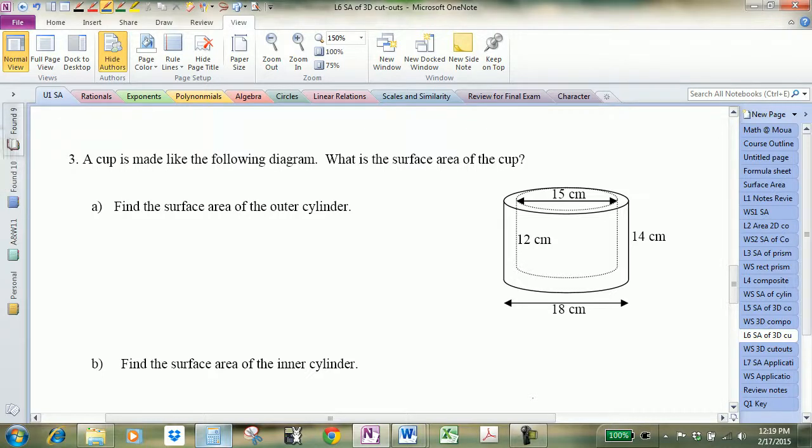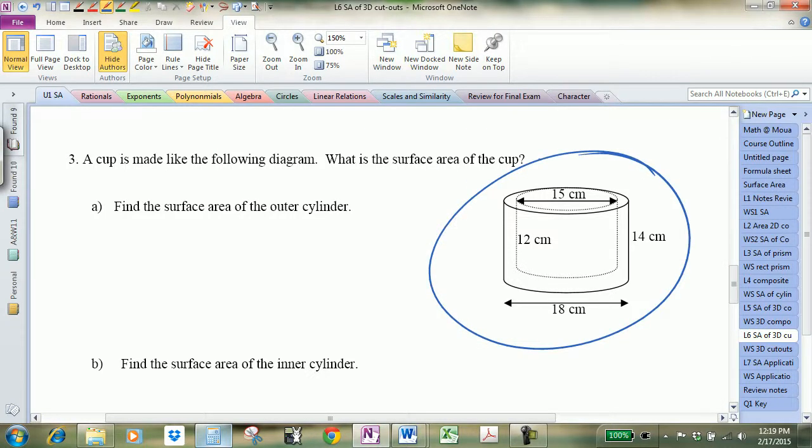Here's a cup, kind of like my thermos. How come my thermos here, or my water bottle, is holding water? Because there's no hole at the bottom. There's no hole at the bottom. So now you have to think. You have to apply our knowledge of making a hole in the top, but not making a hole in the bottom. All right? So letter A. Find the surface area of the outer cylinder. Go. So find the outside cylinder.